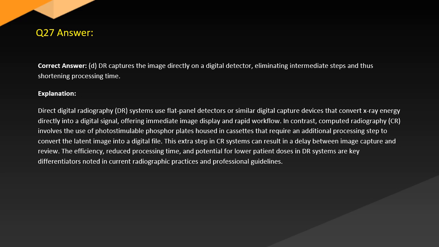In contrast, computed radiography (CR) involves photostimulable phosphor plates housed in cassettes that require an additional processing step to convert the latent image into a digital file. This extra step in CR systems can result in a delay between image capture and review. The efficiency, reduced processing time, and potential for lower patient doses in DR systems are key differentiators noted in current radiographic practices and professional guidelines.